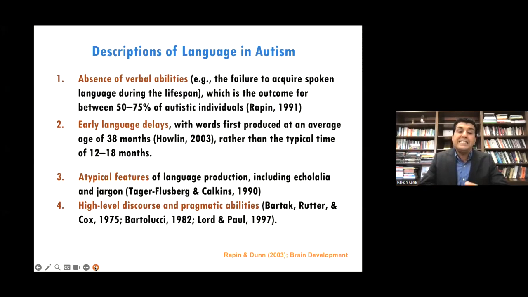The third one is atypical features of language production, including echolalia, jargon, all these different usages within language, jargony sentences or repeating the same thing. Those kinds of features are called atypical features.